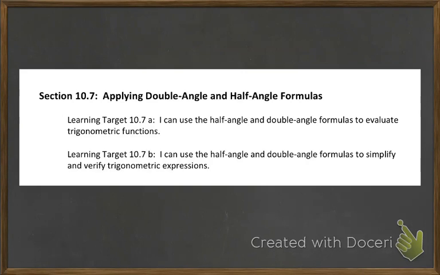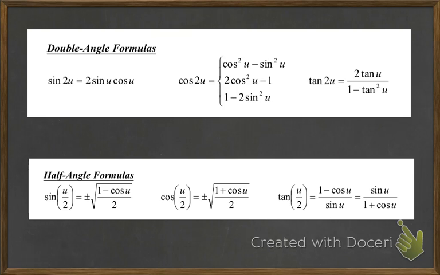Today's lesson is on section 10.7, applying the double angle and half angle formulas. There are two learning targets in this section. Learning target 10.7a is I can use the half angle and double angle formulas to evaluate trigonometric functions. And learning target 10.7b is I can use the half angle and double angle formulas to simplify and verify trigonometric expressions. So now let's take a look at what these double angle and half angle formulas are.